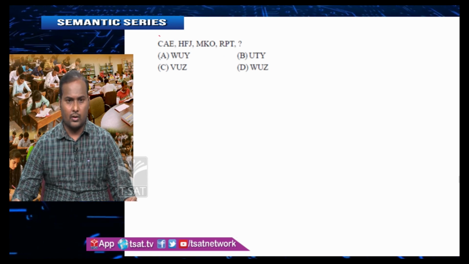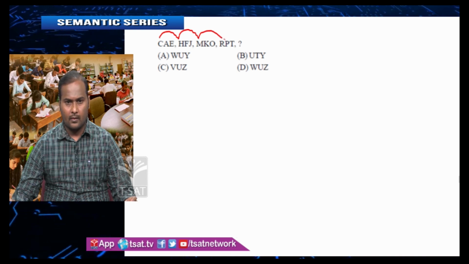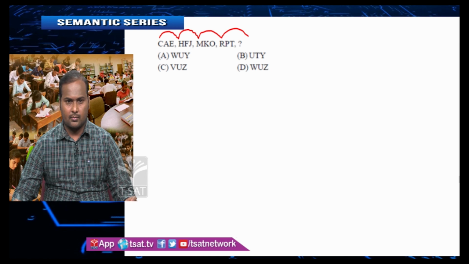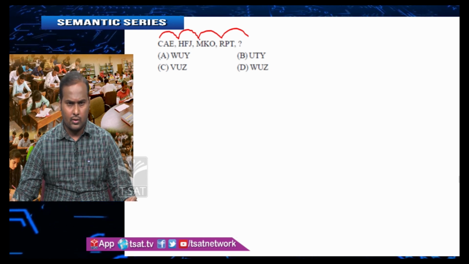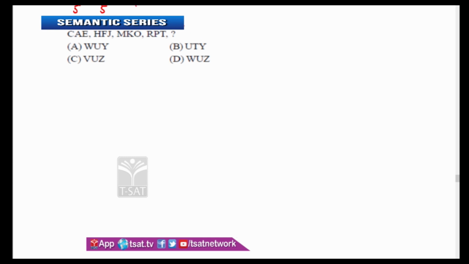One is C to H, H to M, M to R, and the next one. See the change: C to H increasing by 5, H to M here also increasing by 5, M to R here also increasing by 5. Obviously, the next one we have to add 5, that is R. R is 18, 18 plus 5 is 23. So obviously your answer will be W.